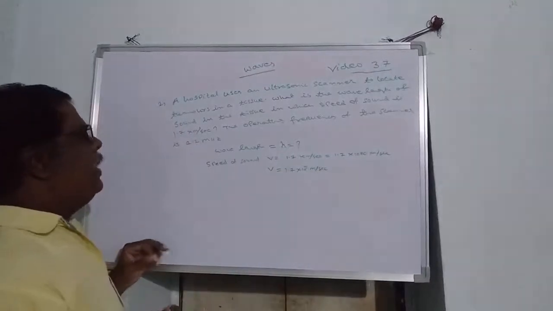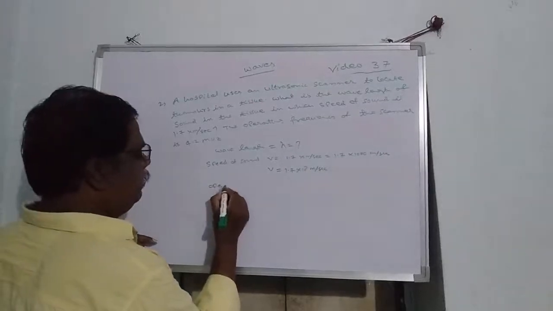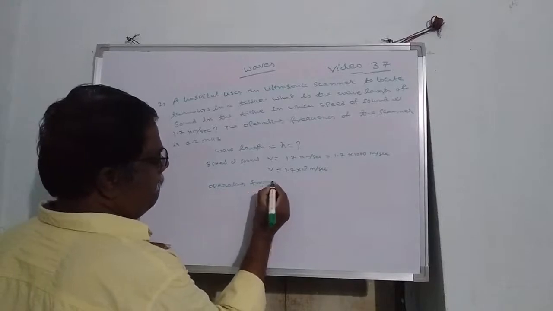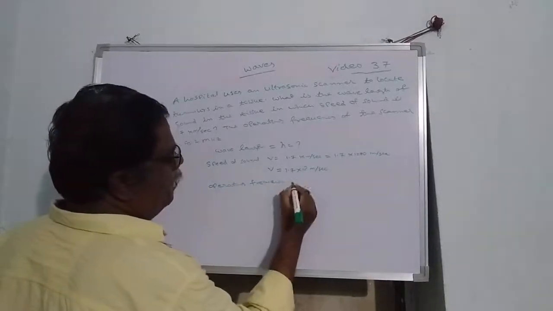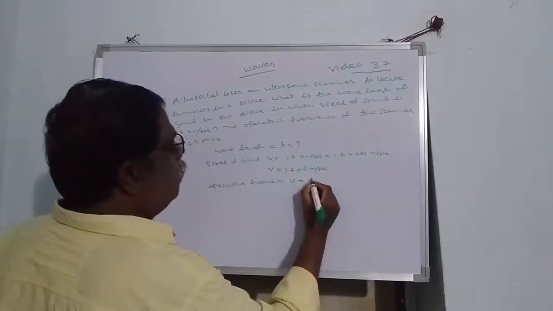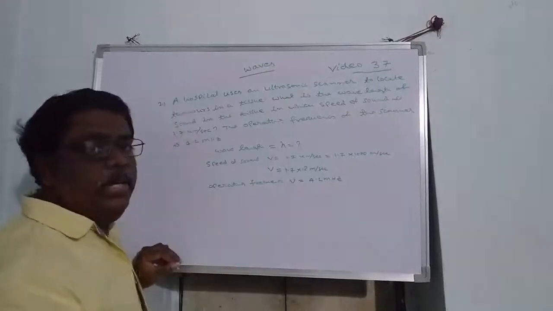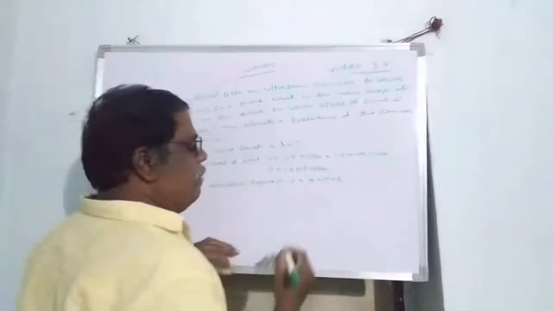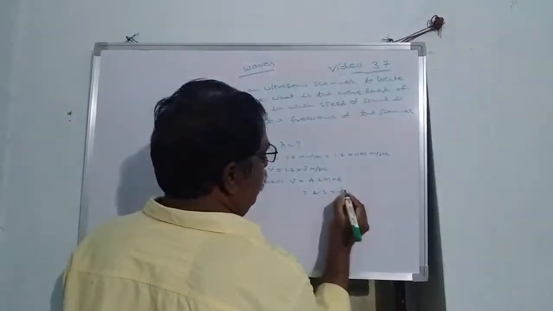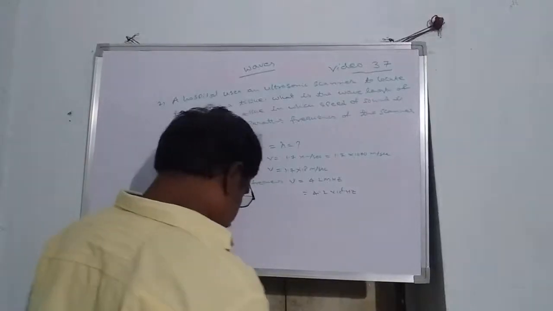The operating frequency they have given should be denoted with mu. Mu is equal to 4.2 MHz, that is megahertz. It should be converted. 1 mega is equal to 10 power 6 hertz. So 4.2 into 10 power 6 hertz.